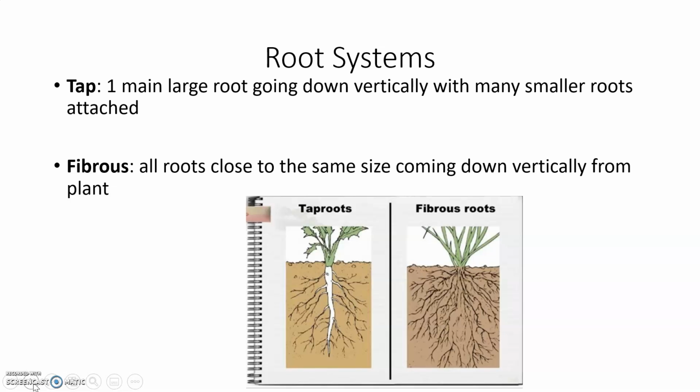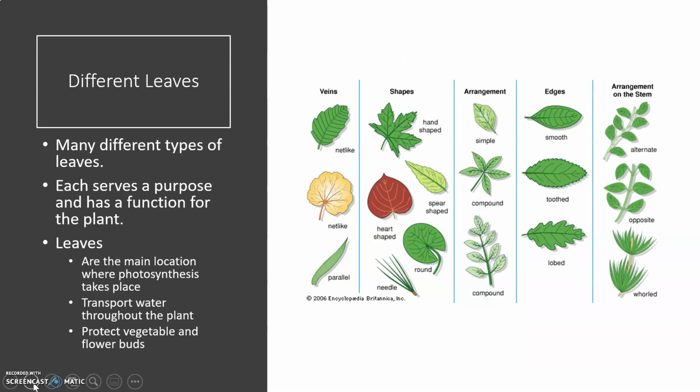Let's look at different leaves. There are countless different leaves. Each leaf is purposeful to the plant. The shape and the size of the leaf help the function of that specific plant. Leaves in general have many important purposes. They are the main location where photosynthesis takes place, which provides food to the entire plant. They transport water throughout the plant, and they also protect the vegetables and flower buds.